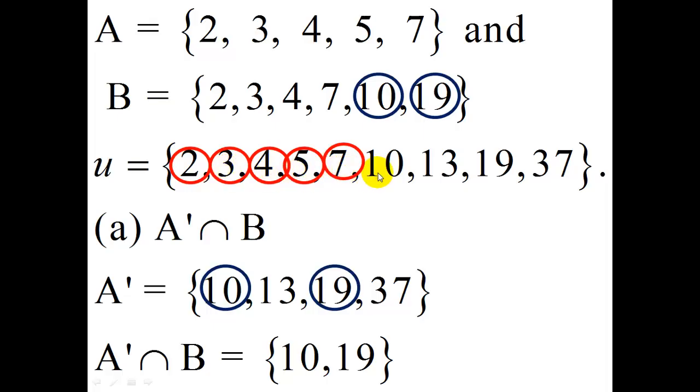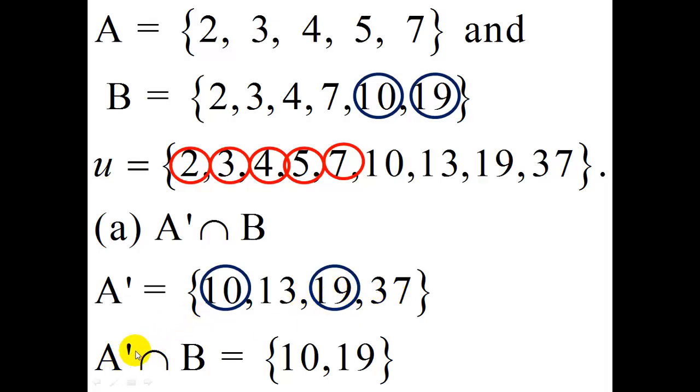However, there are some elements in U which cannot be found in A, and the elements are 10, 13, 19, and 37. And so A complement is equal to 10, 13, 19, and 37. These are the elements that can be found in the universal set, but cannot be found in the set A. That is what we mean by the complement of A.